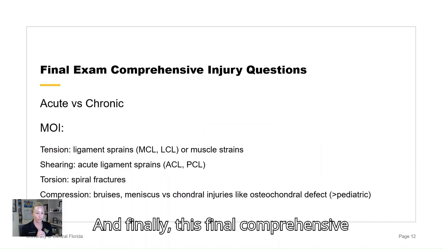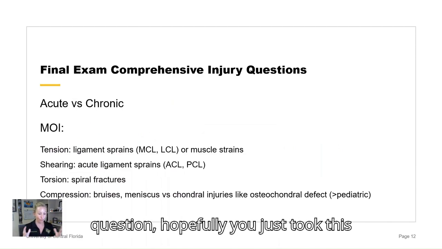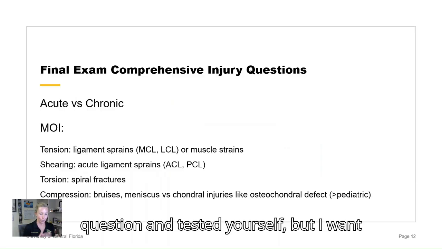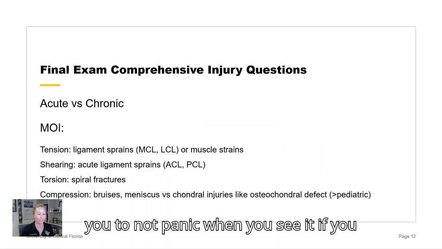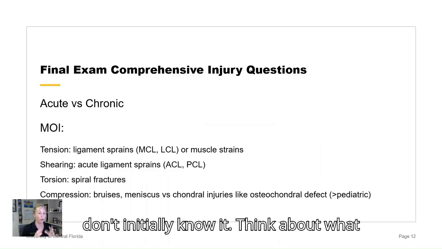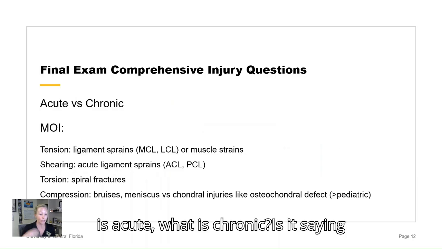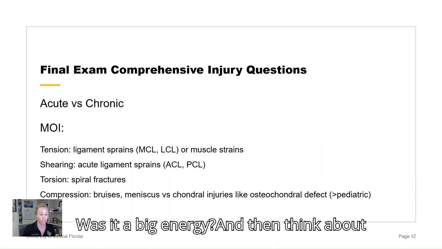And finally, this final comprehensive question, hopefully you just took this question and tested yourself, but I want you to not panic when you see it if you don't initially know it. Think about what is acute, what is chronic. Is it saying repetitive? Is it saying it just happened? Was it a big energy? And then think about those mechanisms.